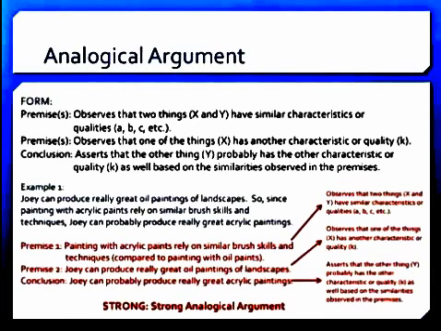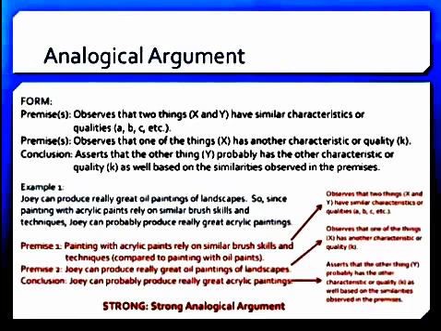One of the premises is that it observes that two things, x and y, have similar characteristics or qualities, a, b, c, etc. You would have two things being compared here, notice, in terms of having similar characteristics. And you can actually have more than one characteristic or quality that is being cited for both the things being compared. The other premise observes that one of the things, x, has another characteristic or quality, k.